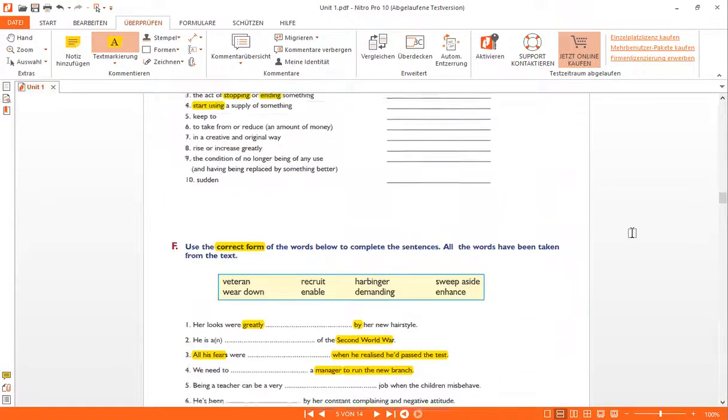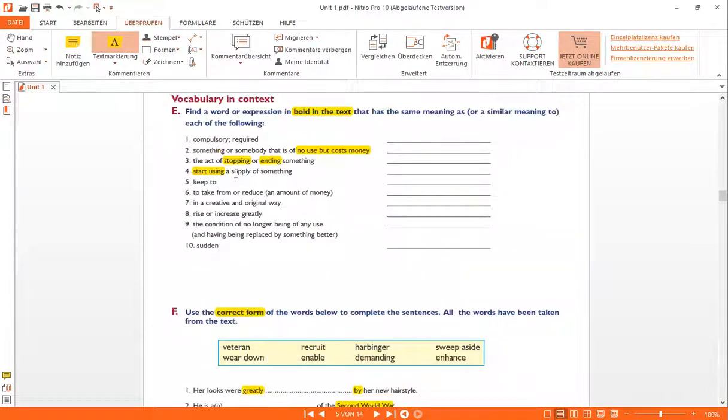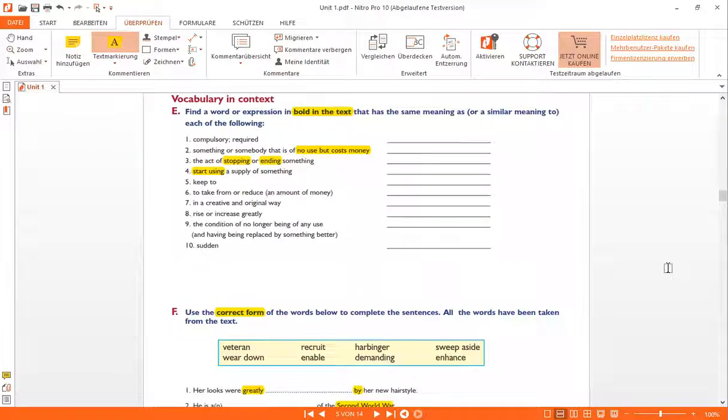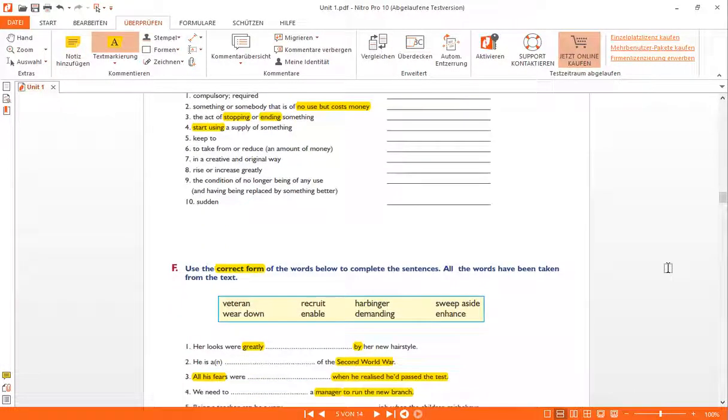And then you've also got cessation, or the act of stopping or ending something. To stop or end something means to cease it. And then you've got the noun cessation. In the text, to start using a supply of something means to tap into something. Tap into somebody's potential, tap into funds, all mean that you create access for yourself, and then you start using those things.